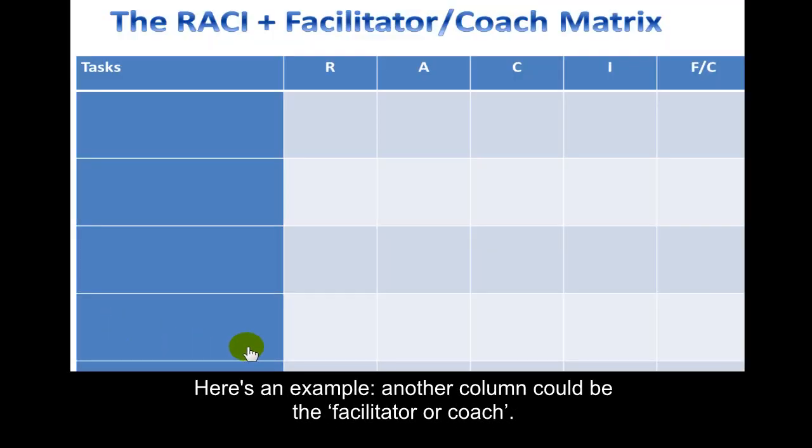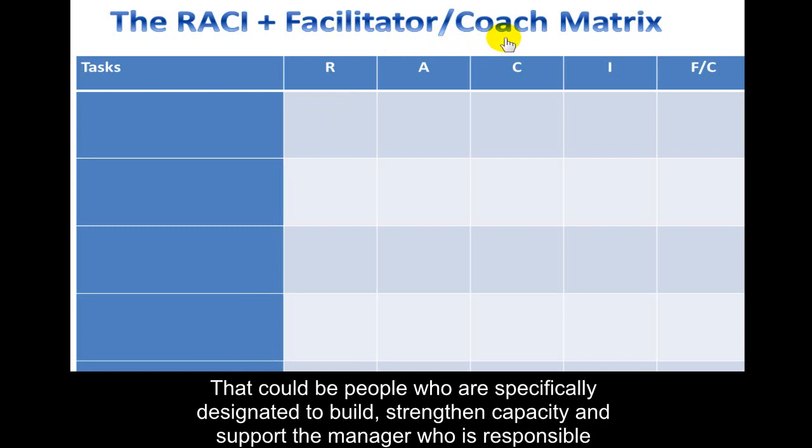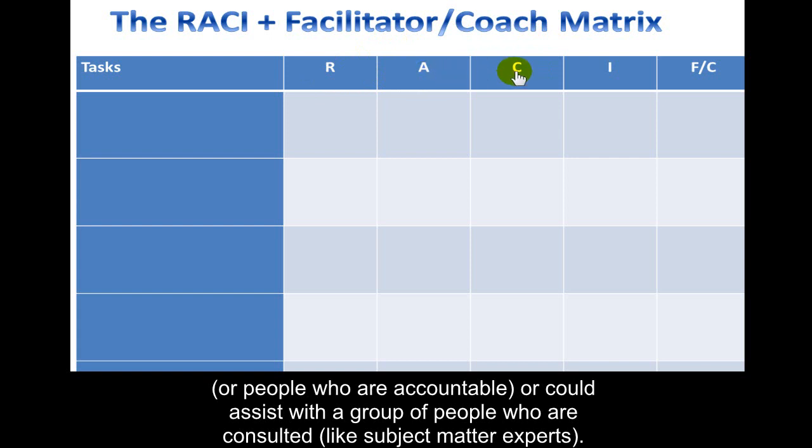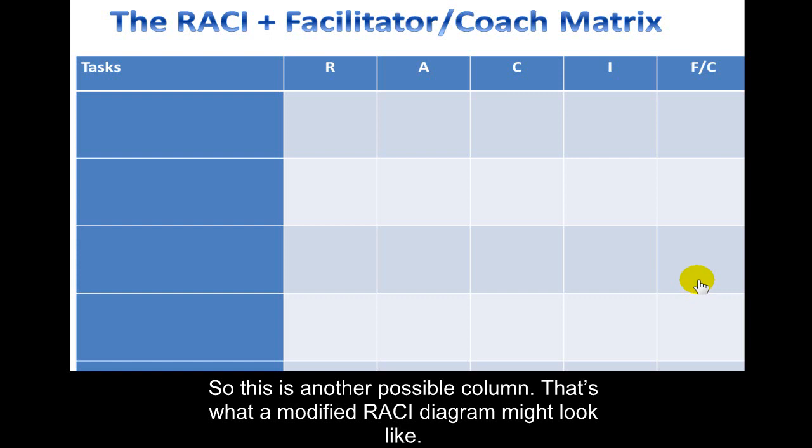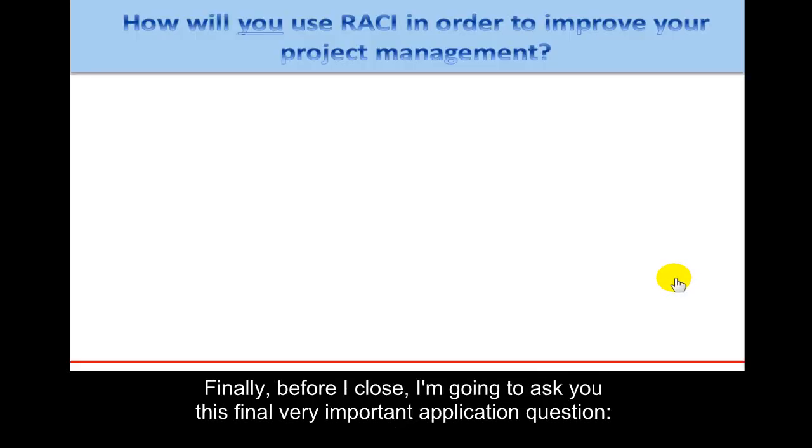Here's another example. Another column could be the facilitator or the coach, and that could be people who are specifically designed to build and strengthen capacity and support perhaps the manager who is responsible, or people who are accountable, could assist with a group of people who are consulted, if it's like subject matter experts. So this is another possible column, and that's what a modified RACI diagram might look like.